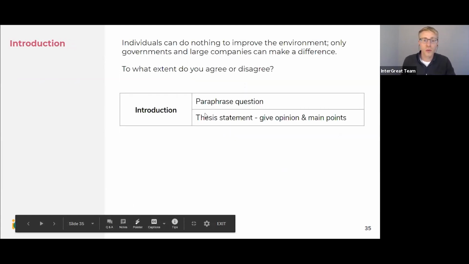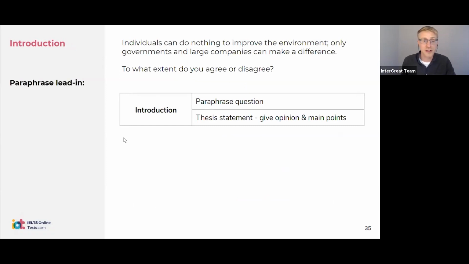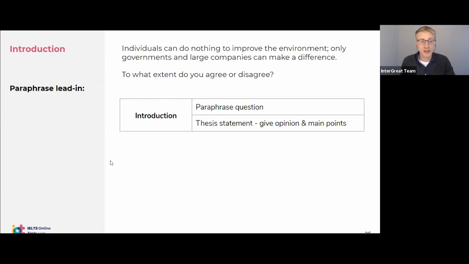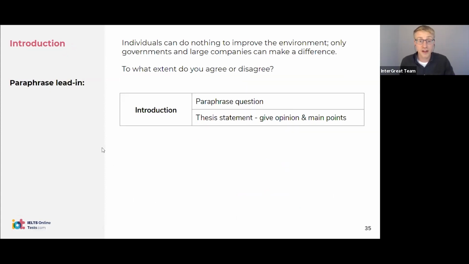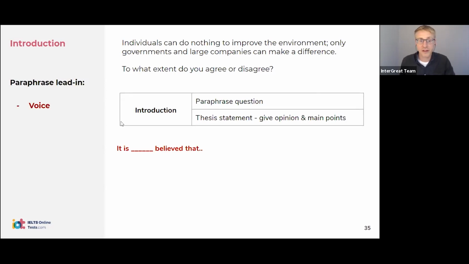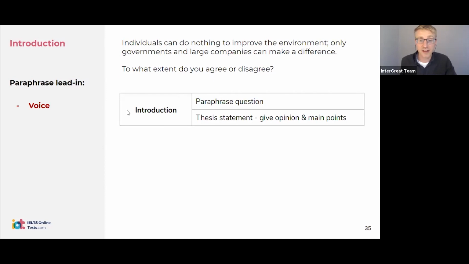We need to paraphrase the question, first of all. We're going to paraphrase the question using four different techniques. The first technique you can use is voice. So this involves using the active or passive voice. So instead of saying, you know, some people believe that individuals can do nothing, or some people think that individuals can do nothing, we can use a passive form.